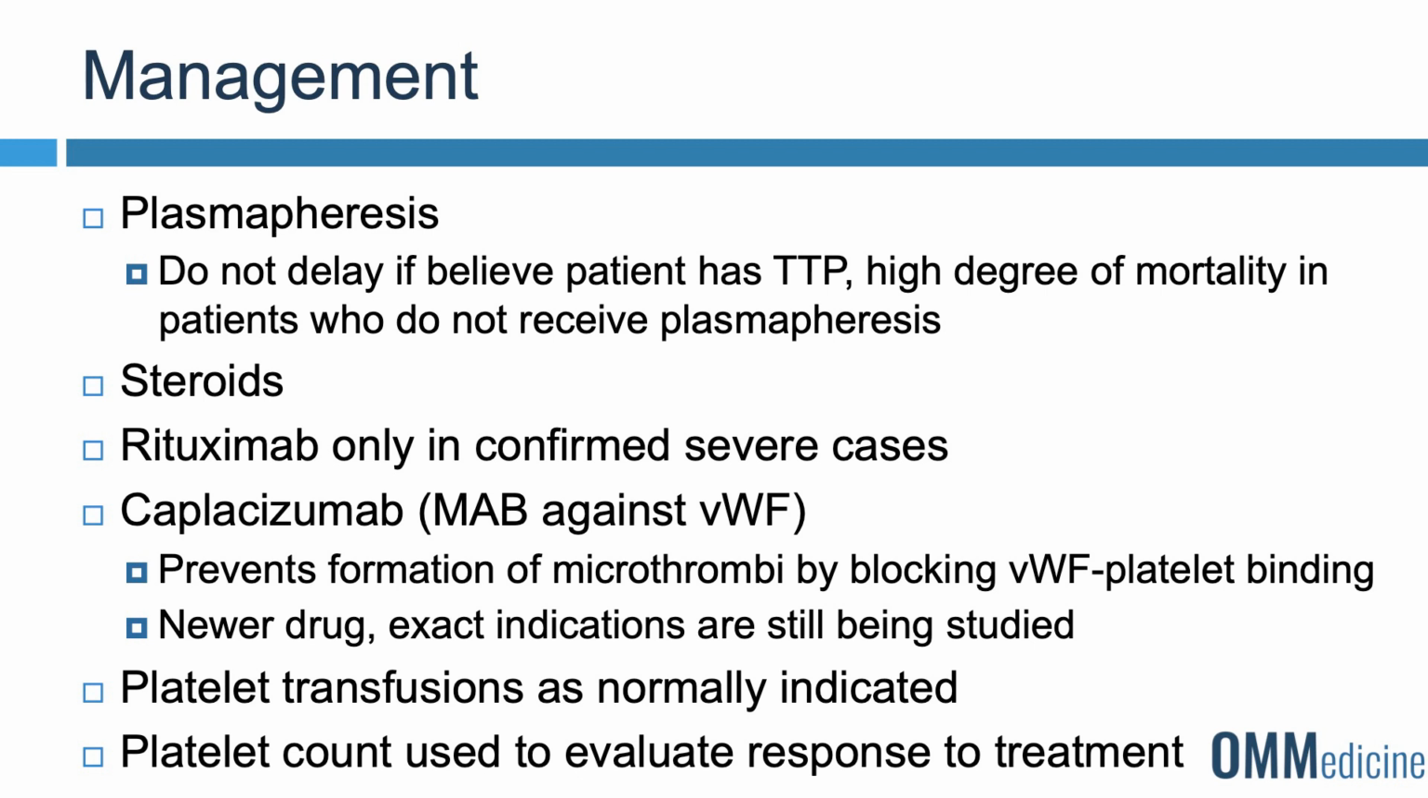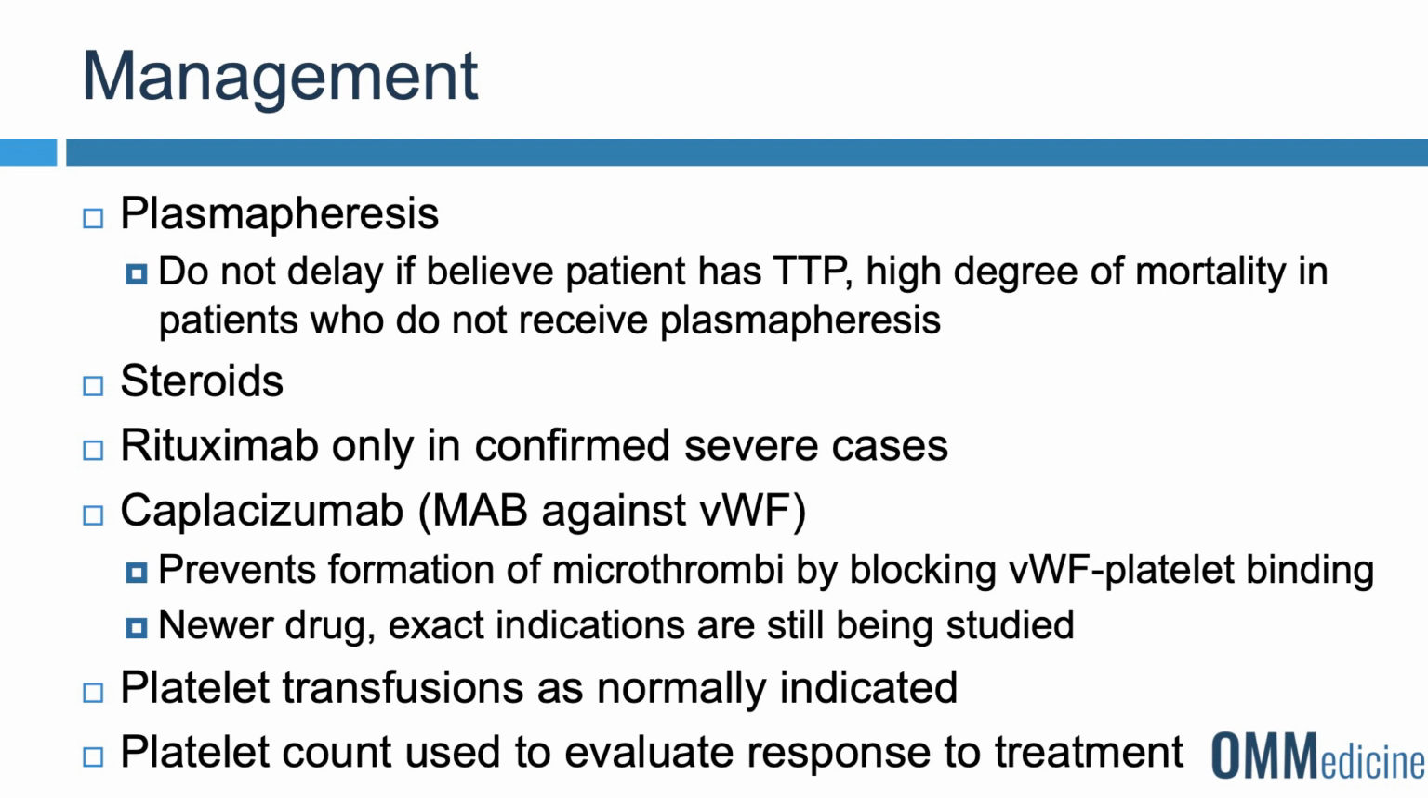Patients with TTP can also be treated with steroids as well as with monoclonal antibodies, and there are two that are typically used. The first is going to be Rituximab. Now, Rituximab is not routinely used in the management of TTP. It is reserved for patients who have a confirmed diagnosis of TTP, and that it is actually a severe case of TTP.